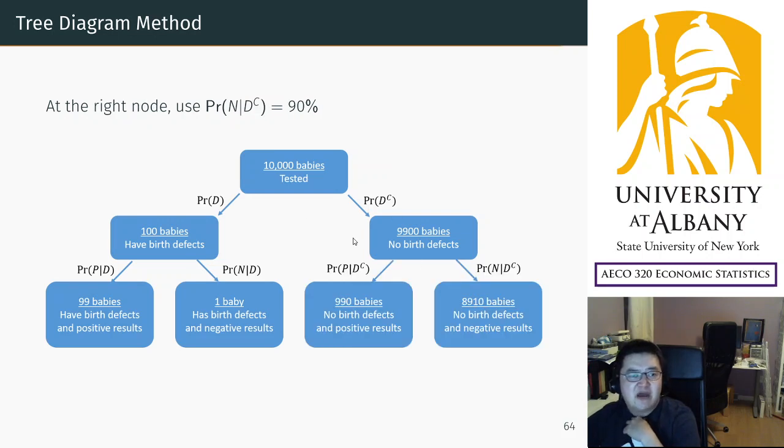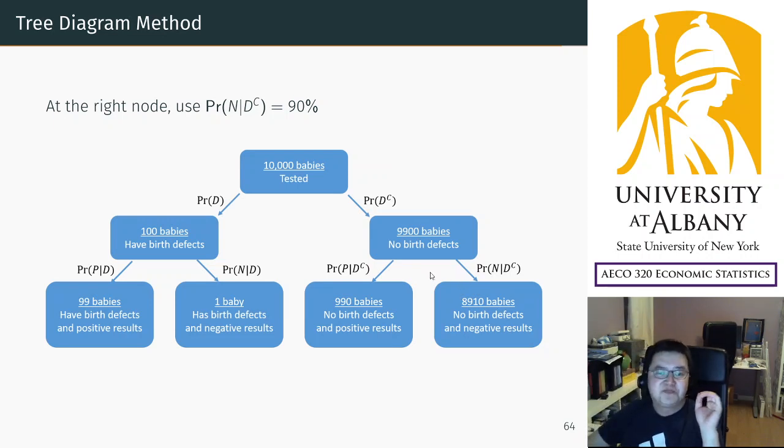And from the right, out of 9,900 babies who do not have birth defects, 90% would get a negative result. So 90% of 9,900 equals 8,910 babies. Use a calculator to compute it, and so we've found 8,910 babies have no birth defects and they get negative results, which is the correct result.